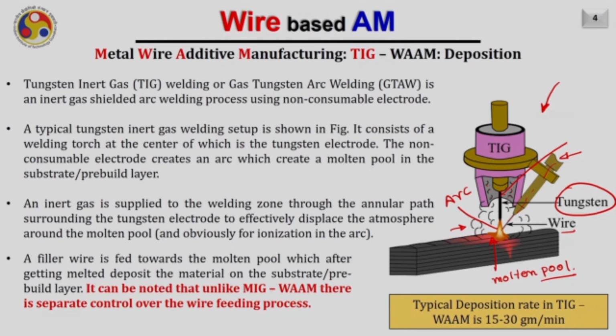It can be noted that unlike MIG WAAM, there is separate control over feeding the wire. We have seen that in MIG welding based additive manufacturing systems, usually the machines have a synergy between the wire feed rate and the current. If you increase the current, the wire feed rate automatically increases. However, in the case of TIG based systems, we can increase the current for the arc separately, and the wire feed rate is controlled separately by the user.